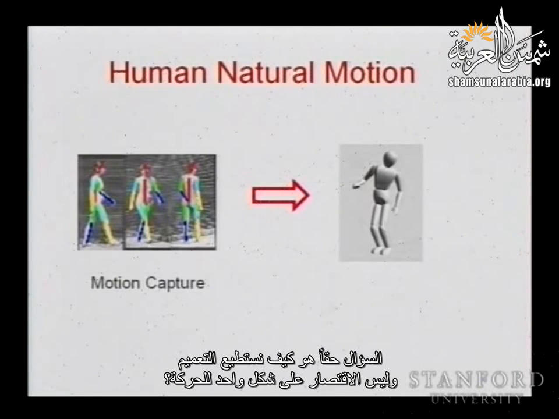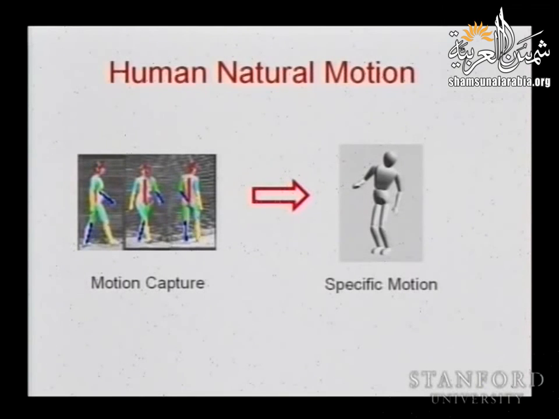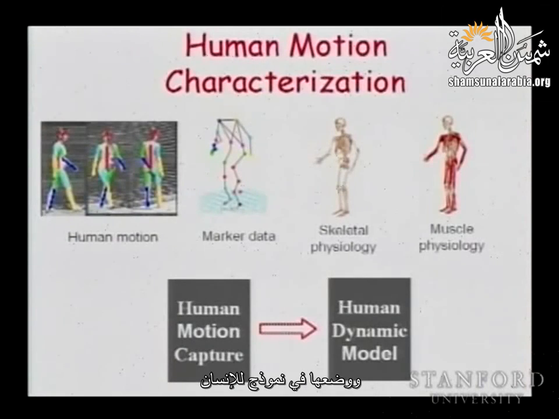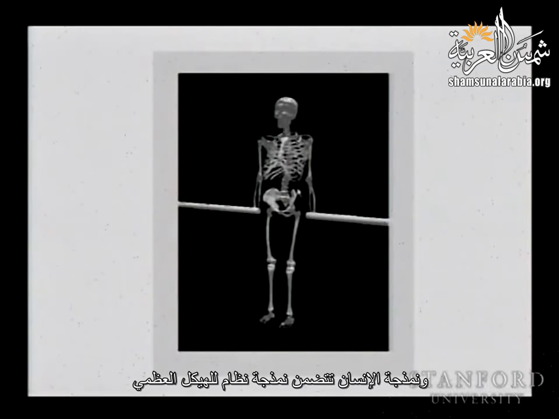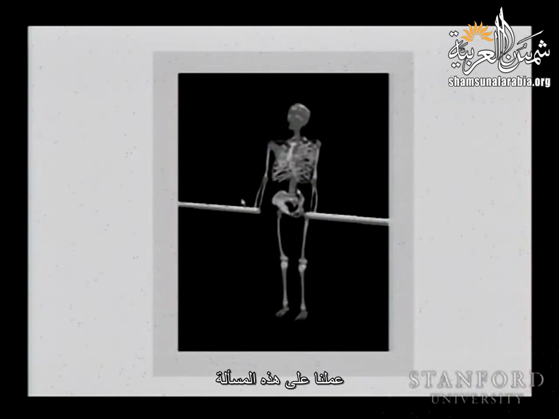But the question really is how you can generalize, not just have one specific motion. And to do that, if you want to generalize, you need to take the motion of the human from motion capture and map it not to the robot, but to a model of the human. So you need to model the human, and modeling the human involves modeling the skeletal system. So we worked on this problem.